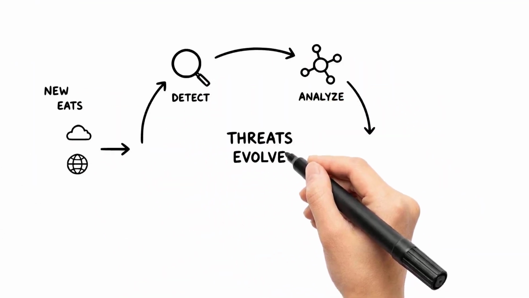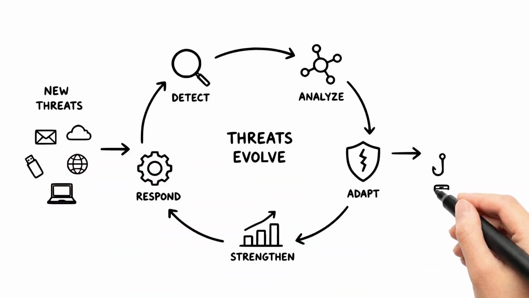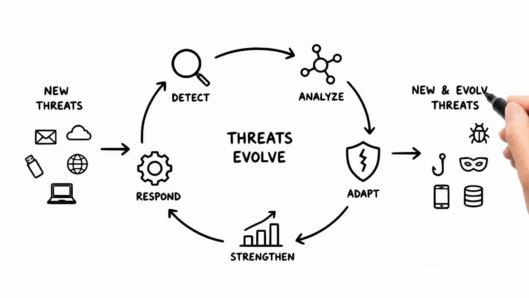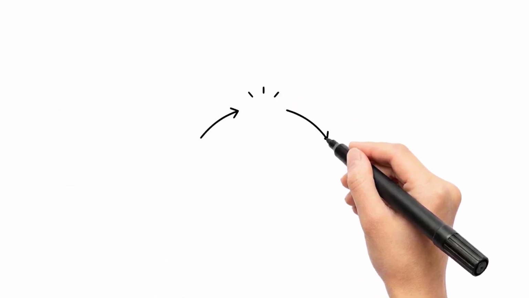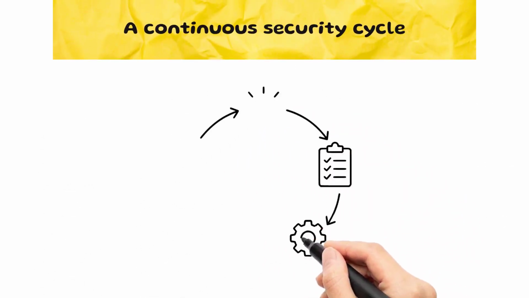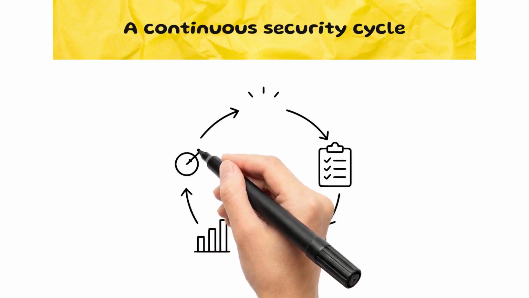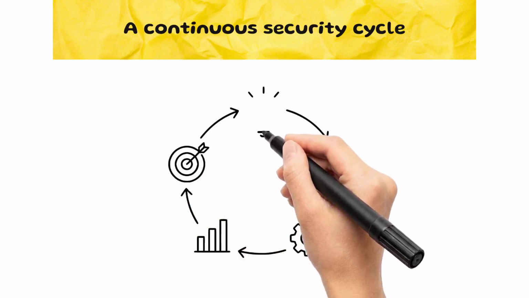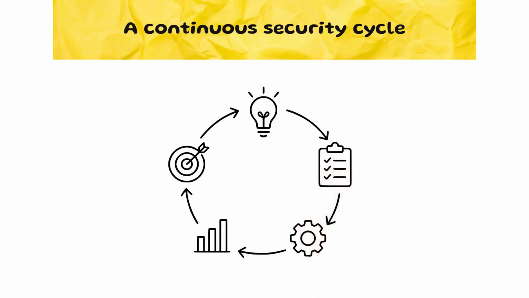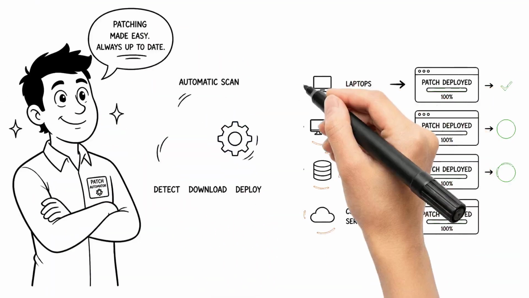But vulnerability management doesn't end there. New systems appear, and new flaws are discovered daily. Attackers constantly adapt. This means vulnerability management is a continuous cycle. Discovery, assessment, prioritization, remediation, and validation repeat endlessly. Over time, organizations improve their maturity. They automate discovery scans and patch deployment.